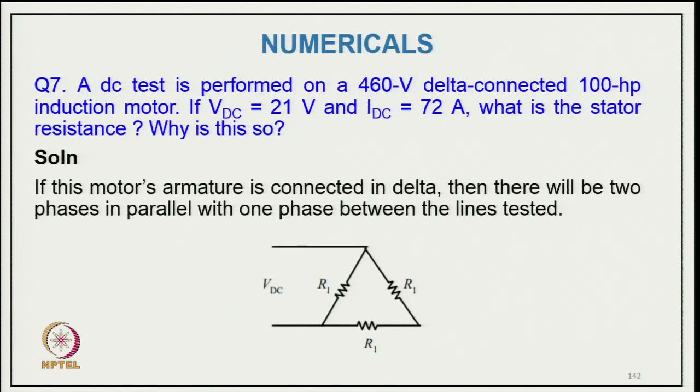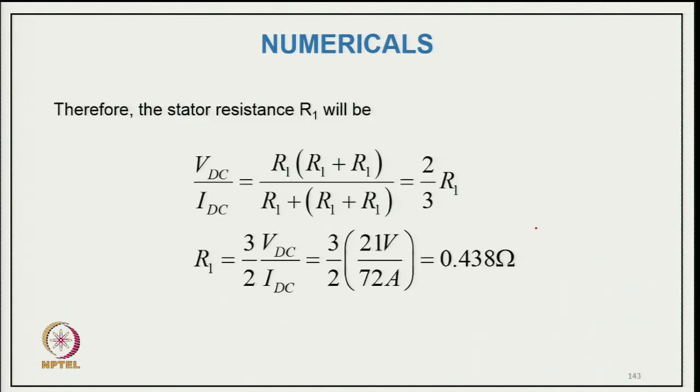Now, coming to example 7: a DC test is performed on a 460 volt delta connected 100 horsepower induction motor. If VDC is 21 and IDC is 72, what is the stator resistance? If this armature is connected in delta, then the phases are connected in parallel, one phase in series with the other two, so you can call it VDC upon IDC will be 2 by 3 R1. So, R1 will be 3 by 2 VDC upon IDC, giving a value of 3 by 2 times 21 upon 72, it comes to 0.4375 ohm.